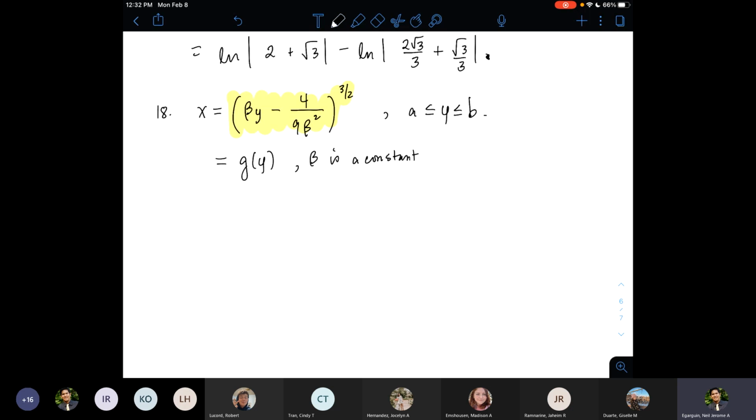And it will be treated as such as we go along in our solution. The same thing goes for the bounds, because here we are not given the exact bounds or values for a and b. We're just told that the bounds are a and b. Again, these are constants, so let's just treat them as constants, all right? So if you want to get the arc length, remember we need to find g prime.